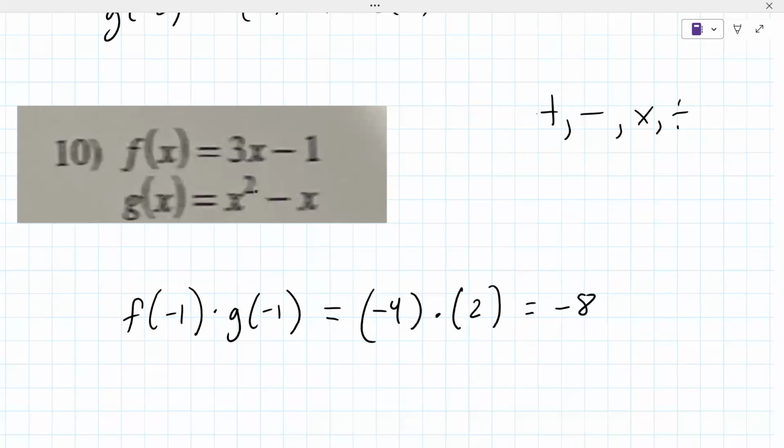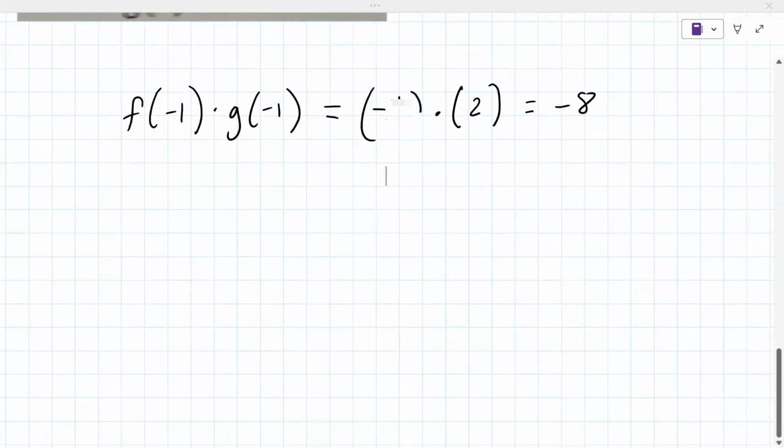So this is the final answer. Yeah. Okay. Any questions on that? Nope. Okay. Let's try another one. I'm going to just modify it a little bit.